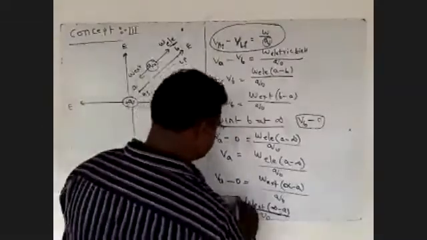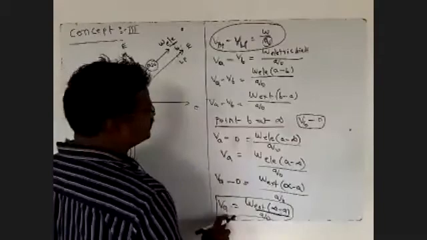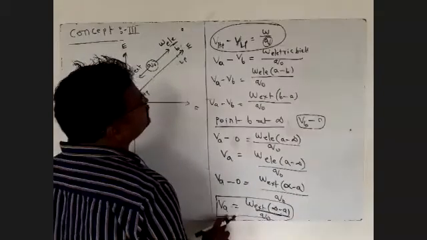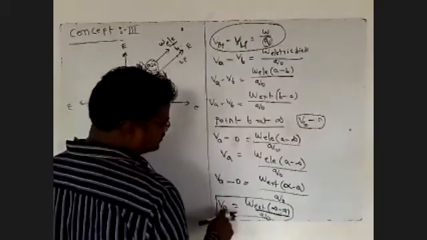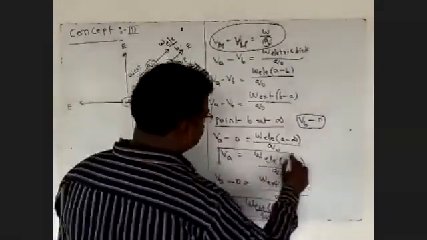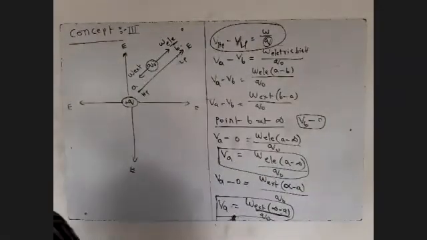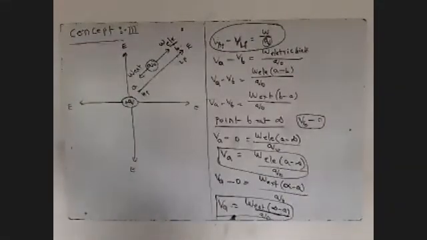This is VA, the relative potential at a point. So this is the potential difference. This is the potential. Okay, keep this in your mind. This is a concept. Next concept.